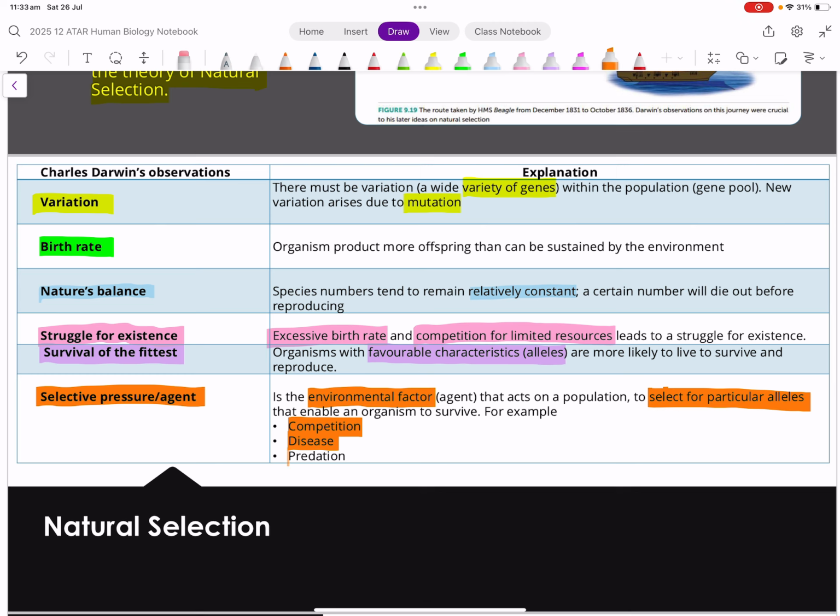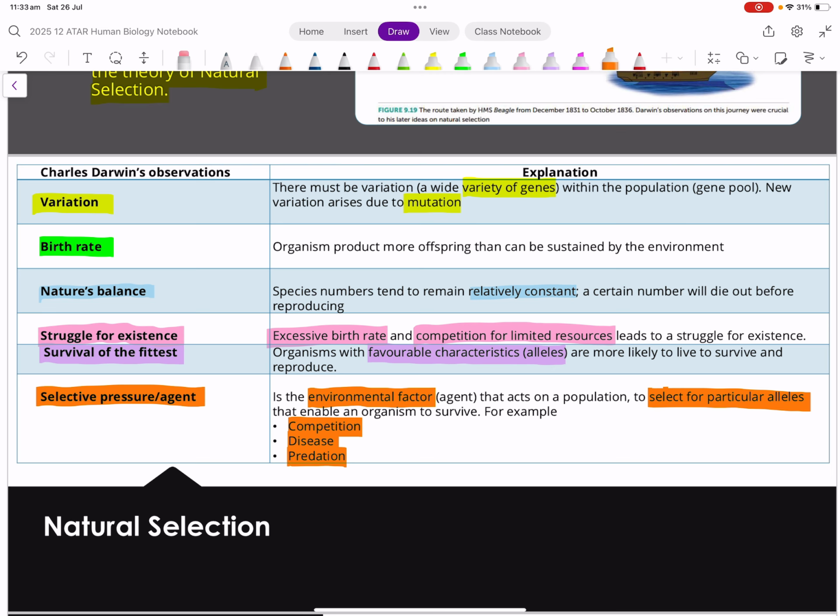And finally, we also have predation. So you could think of this very simply as organisms who are better equipped based on their genetic composition to escape from a predator are going to survive and reproduce. Those which are too slow or not well suited based on their genetic composition will be eaten, die out, and not reproduce.